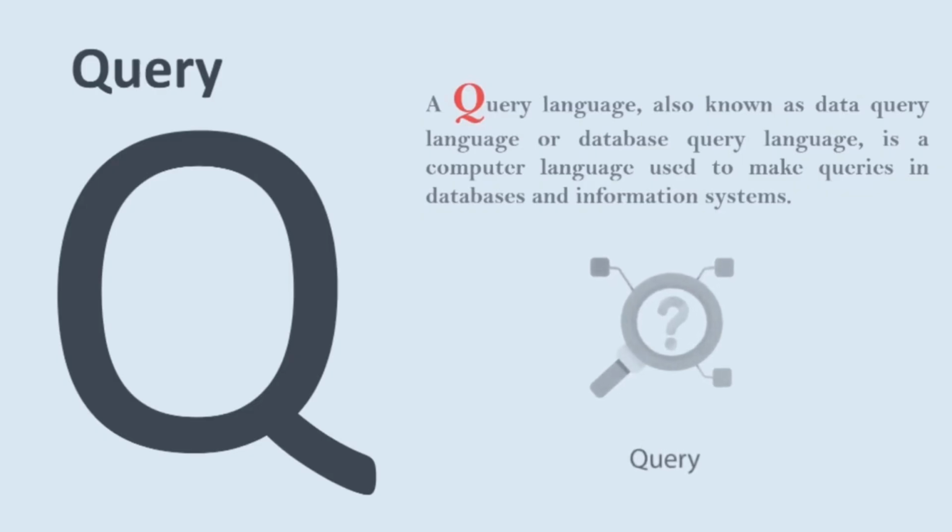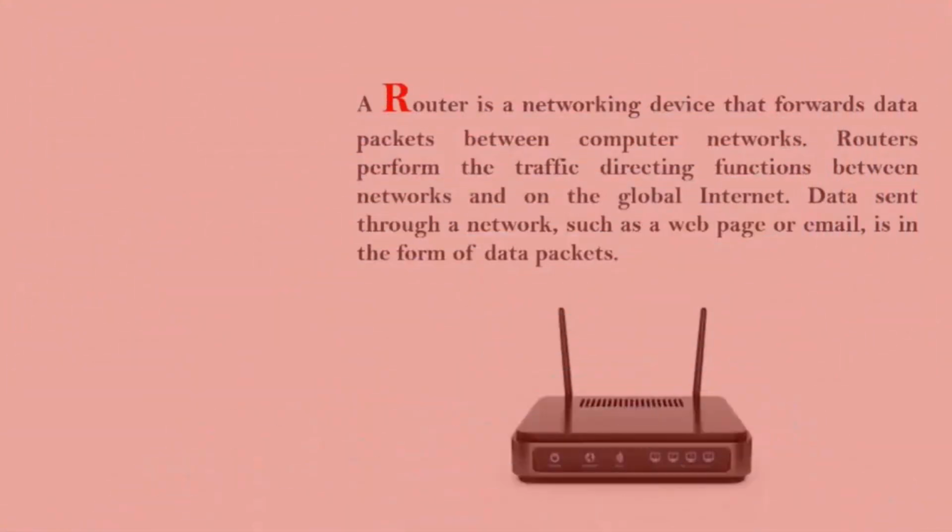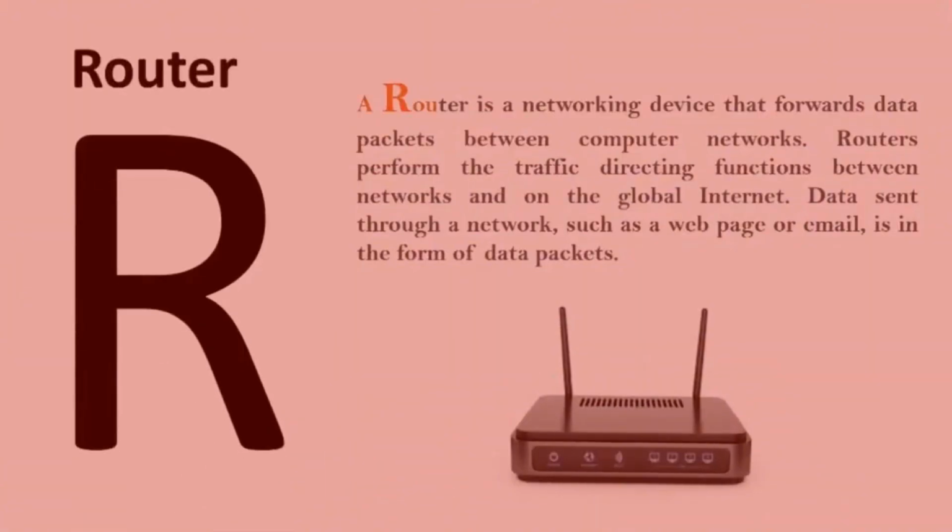Now let's go to the next alphabet. The next alphabet is R. The letter R stands for the word router. A router is a common word in computer networking. It is a networking device that assists to forward data packets between computer networks. Routers perform the traffic directing functions between networks and overall, on the global internet.